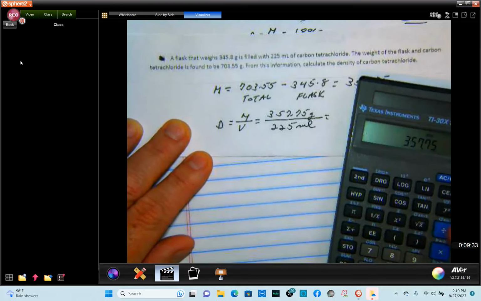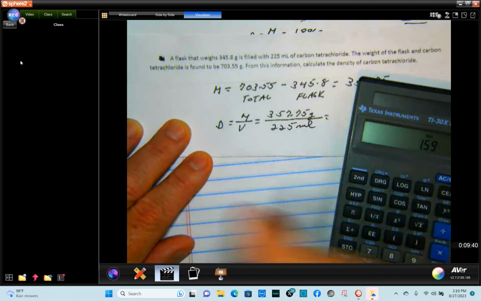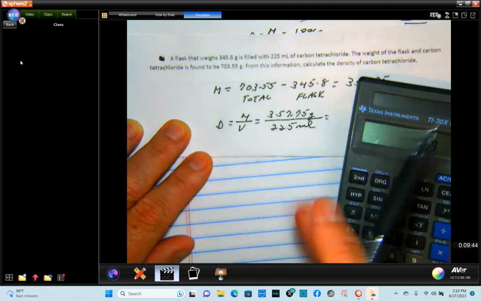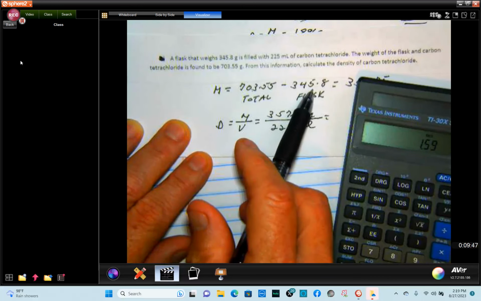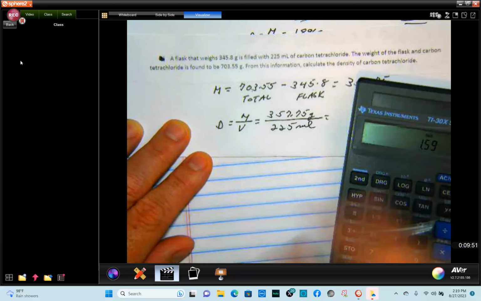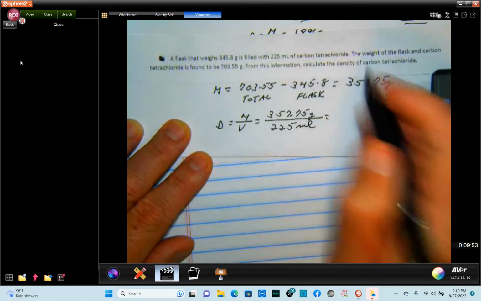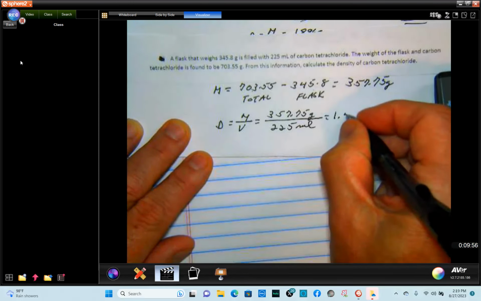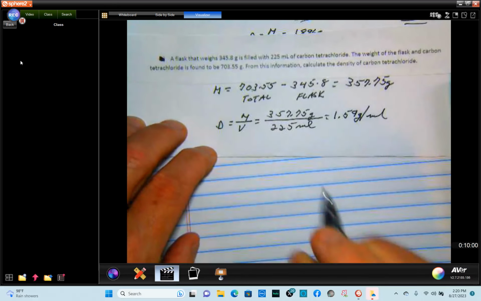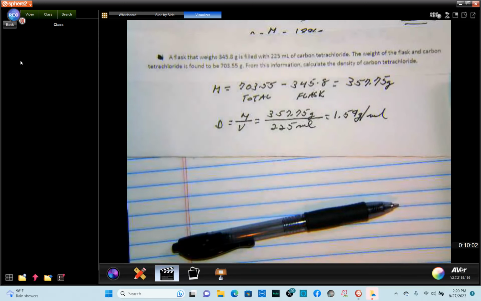Divide it by 225 and it equals 1.59. And it looks like we've got 5 sig figs, 4 sig figs, 3 sig figs. So 3 sig figs will be our least. So it'll be 1.59 grams per milliliter, the density of the carbon tet. So we'll come back and do some more a little later.